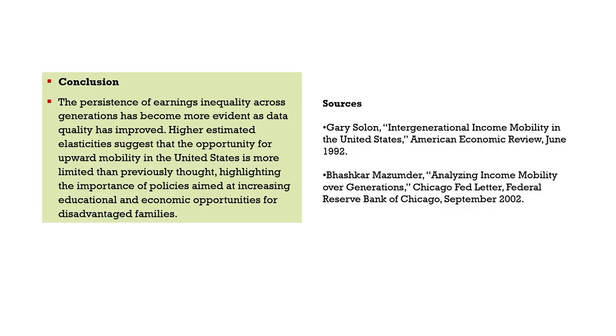So, from this study, we can conclude that there is persistence of earnings inequality across generations, and it has become more evident as data quality has improved. Higher estimated elasticities also suggest that the opportunity for upward mobility even in a country like the United States is more limited than was previously thought, highlighting the importance of policies aimed at increasing educational and economic opportunities for disadvantaged families.